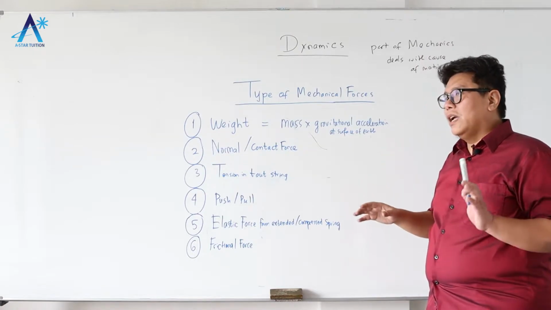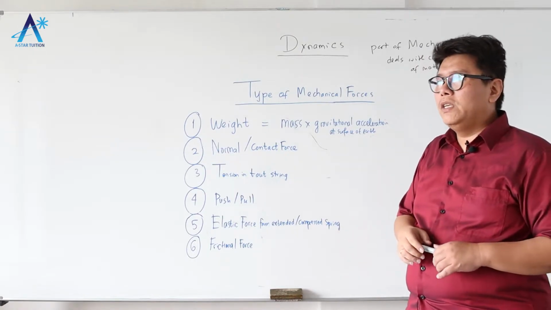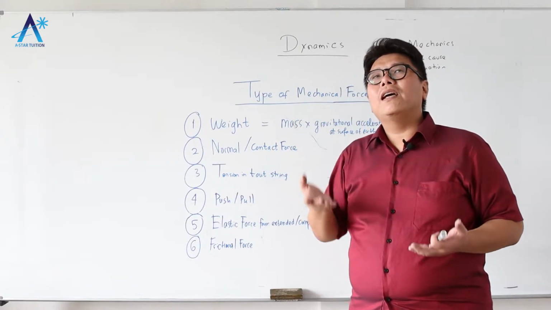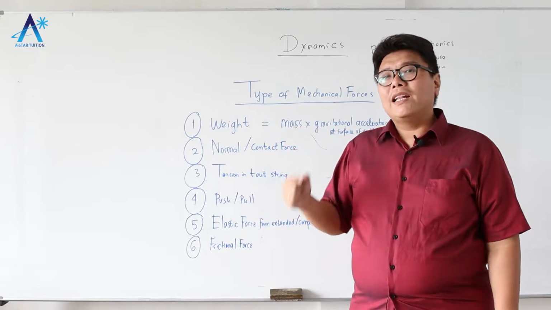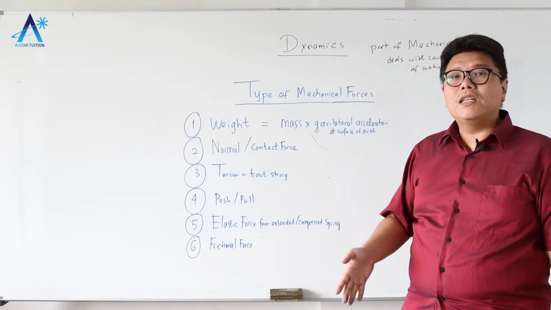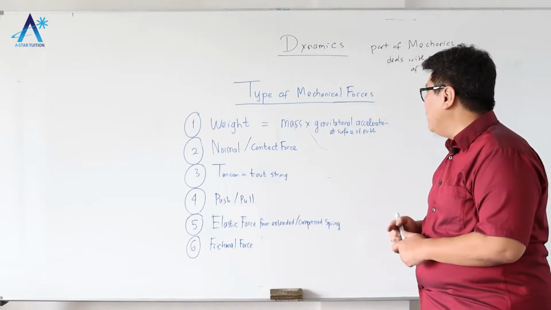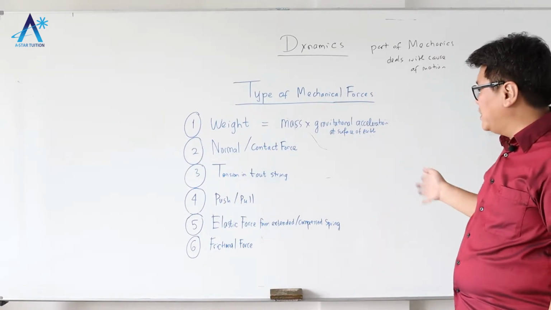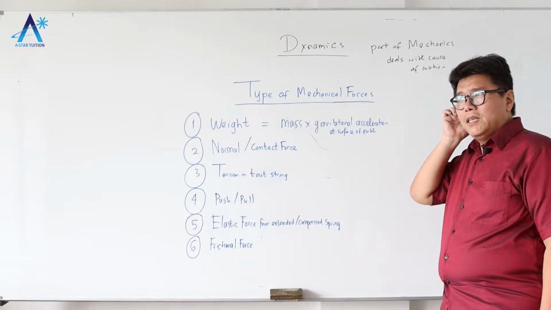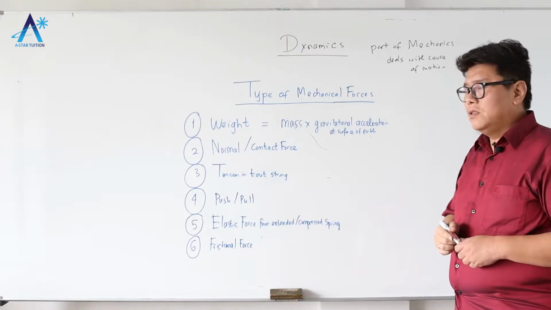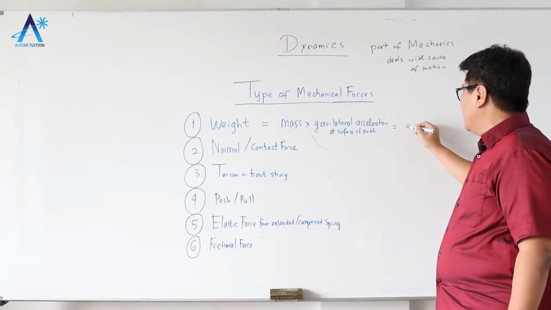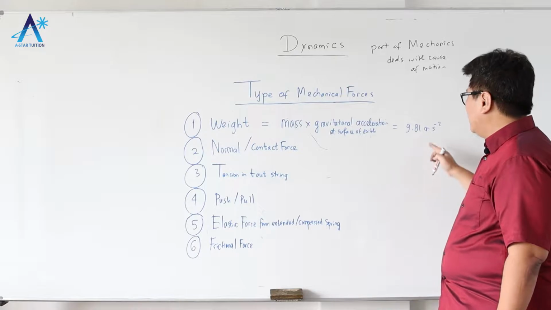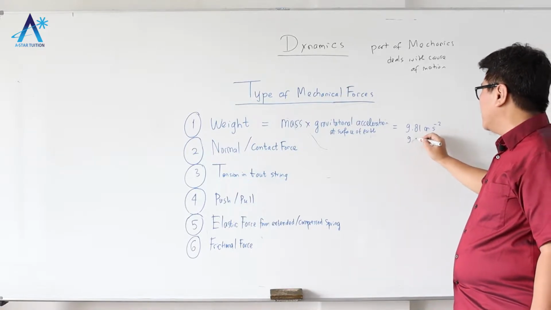But for everyday discussion, we tend to assume that objects are located at a small vertical distance from the ground. The value of g can be different from location to location on Earth, but the accepted value is 9.81 meter per square second. This is actually equivalent to Newton per kilogram.